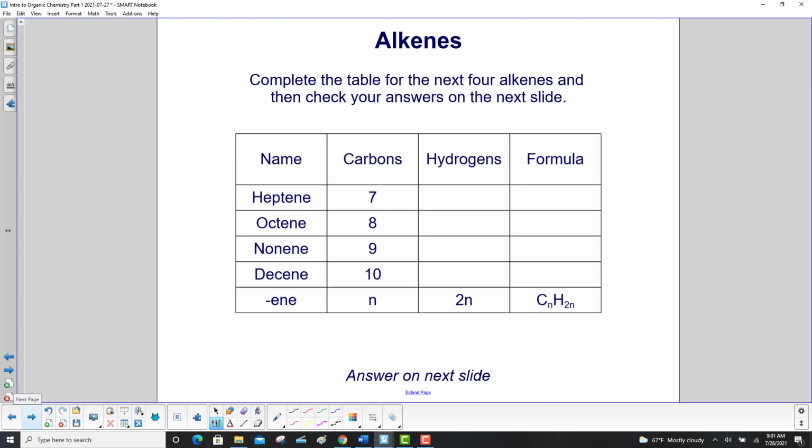And here's a little practice for writing alkenes. Complete the table for the next 4 alkenes and check your answers on the next slide. So feel free to pause the video now, do the work, and then move on to the next slide.